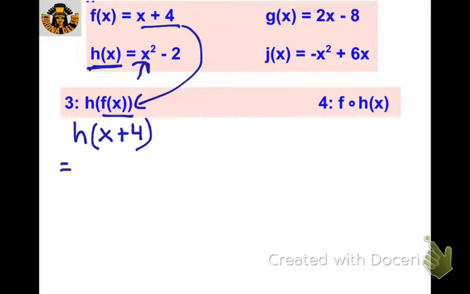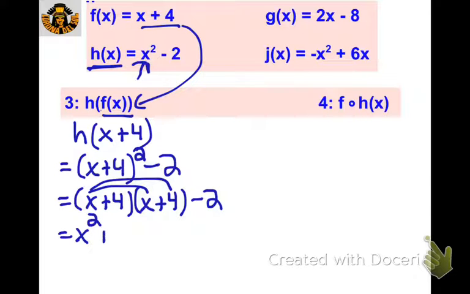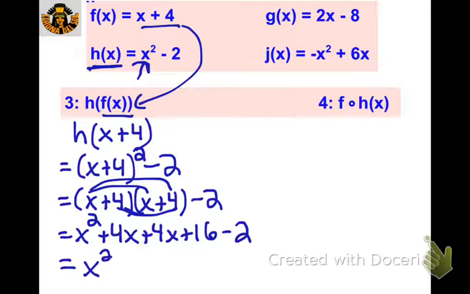So that would be equal to x plus 4. You're supposed to square it, so we square that, minus 2. Multiply this out, so you can write it out side by side. However you want to do that, steps wise, it would be x squared, and then you do the outside, which would be 4x, then the inside, which would be 4x, and then the last, which would be plus 16, and then minus 2. So then your best answer: x squared plus 8x, and then that would be plus 14.